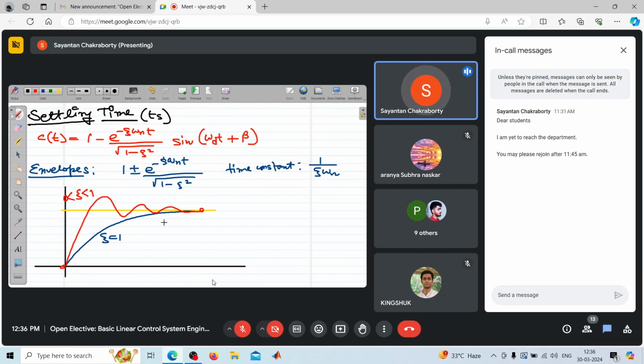This is one restriction. So in that case, you will invariably go for a critically damped scenario. That will be the fastest. Agreed?